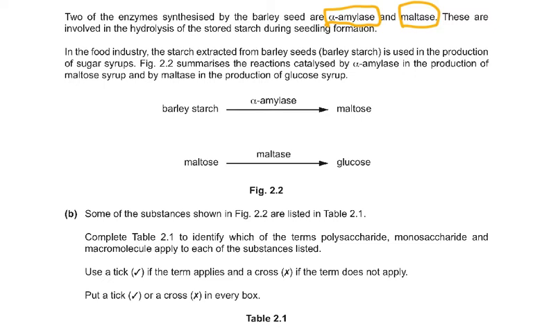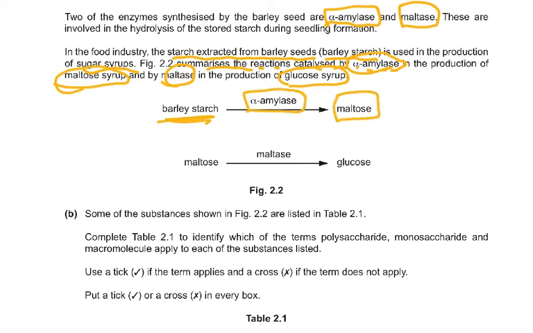In the food industry, the starch extracted from barley seeds, barley starch, is used in the production of sugar syrups. Figure 2.2 summarizes the reaction catalyzed by alpha amylase in the production of maltose syrup and by maltase in the production of the glucose syrup. Now you can see barley starch being acted upon by alpha amylase, resulting in the formation of maltose. Maltose, you know, is two glucose units joined together. It's a disaccharide.